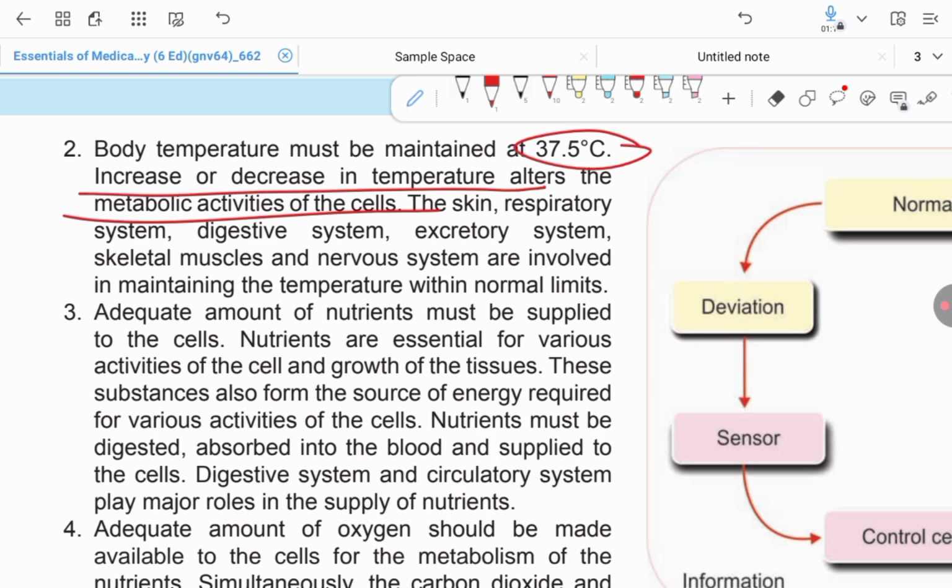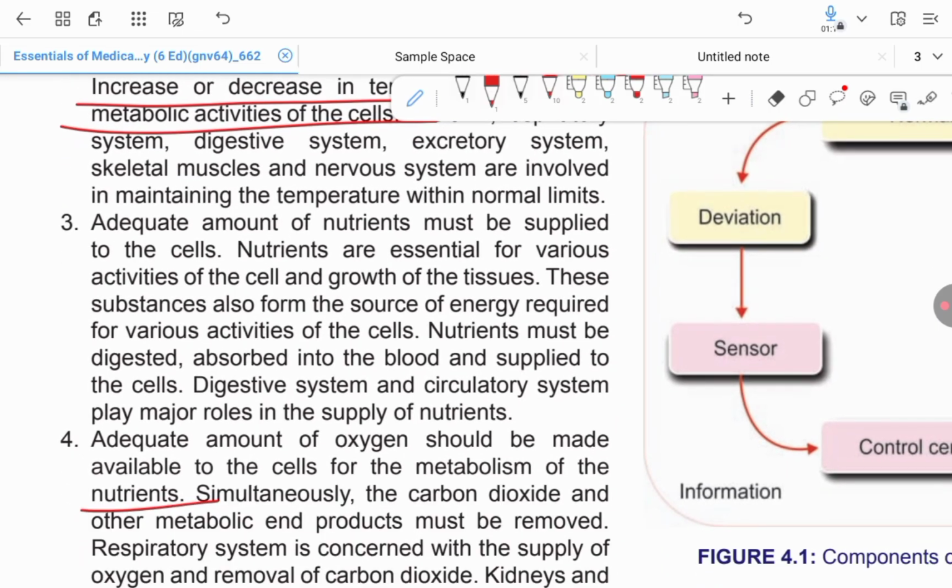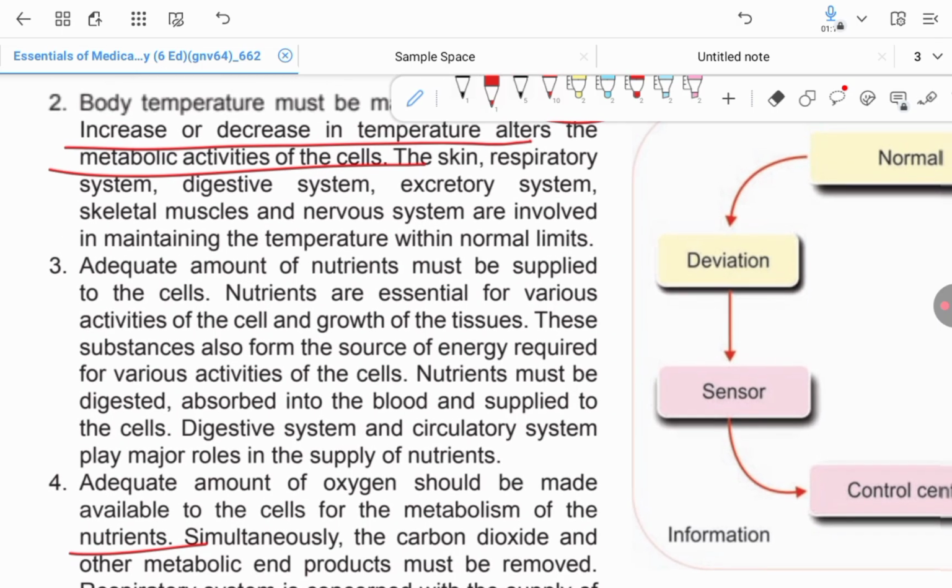The skin, respiratory system, digestive system, excretory system, and skeletal muscle and nervous systems are involved in maintaining the normal temperature within the normal limit. So we are seeing how different systems in the body contribute to maintaining the constant internal environment, to maintaining homeostasis. So body temperature is maintained by the skin, respiratory system, digestive system, excretory system, skeletal muscle and nervous system.